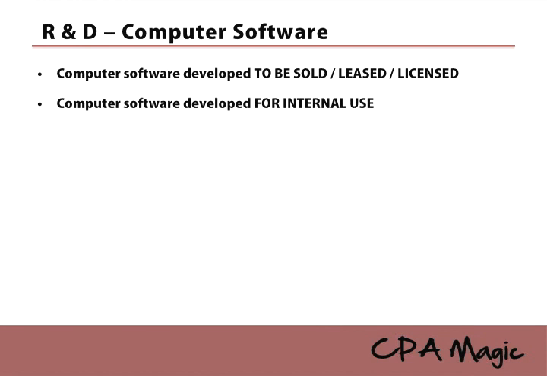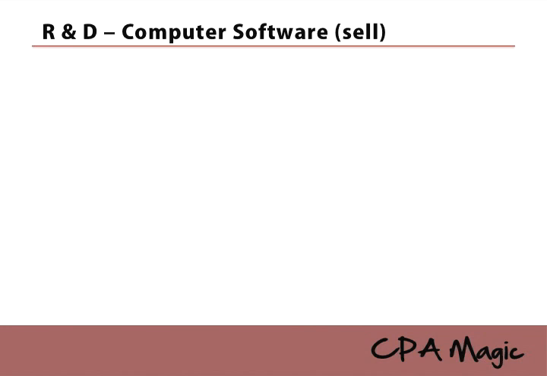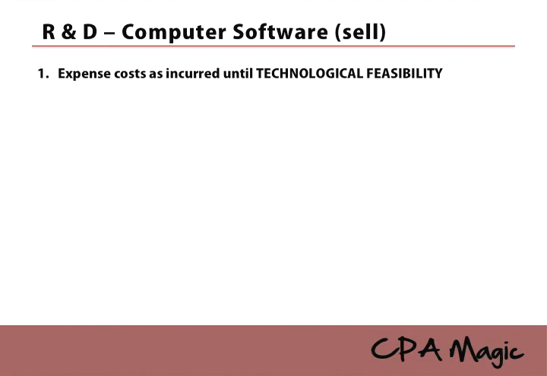First off, let's start by looking at the kind of computer software that we're developing to sell. So the Microsoft Excel, if you would. The rules for accounting for this, first off, expense the costs as they are incurred until this arbitrary thing called technological feasibility. What do they mean by technological feasibility? Because you'll see this word related to computer software costs. What they really mean is that the thing works. I mean, that's the simplest way to put it. Technological feasibility means the thing works.